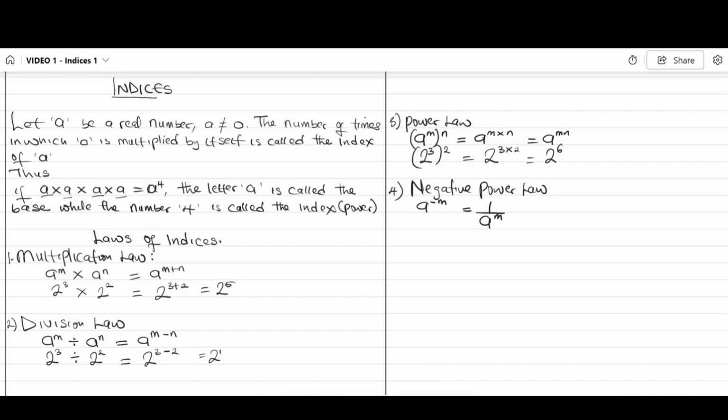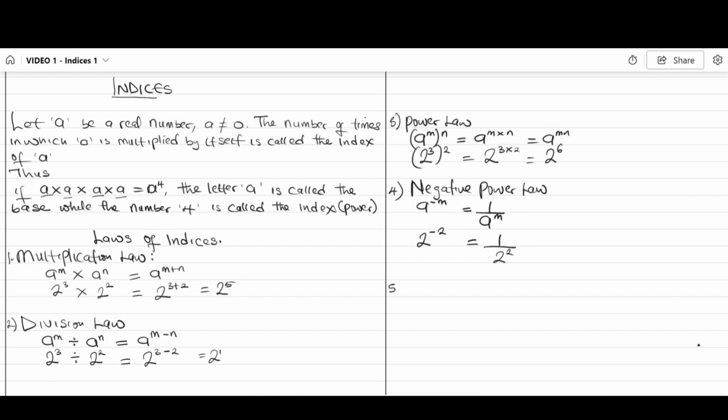So if a is raised to a negative power, it is written as 1 divided by a raised to that positive power. This is known as the negative power law. So if I have 2 raised to the power negative 2, this can be written as 1 divided by 2 raised to the power 2.